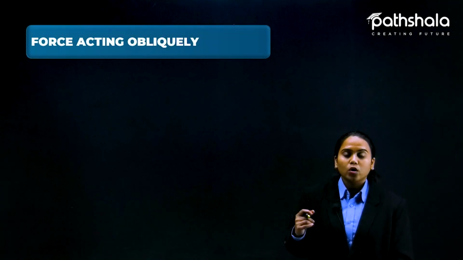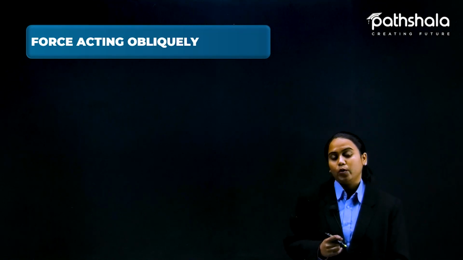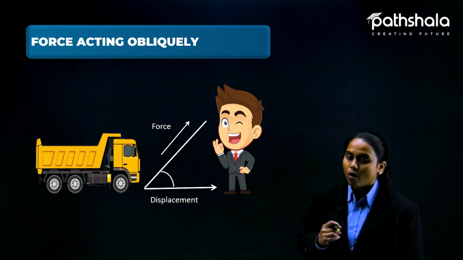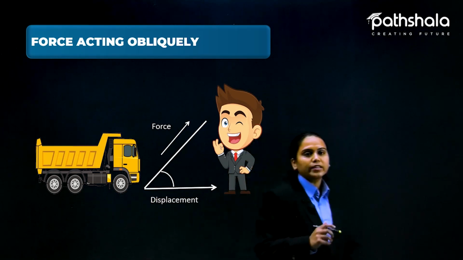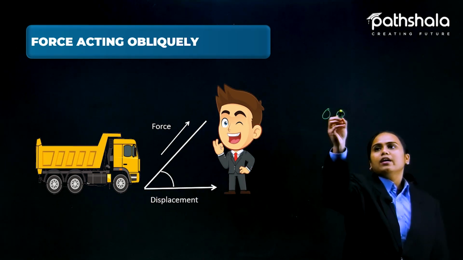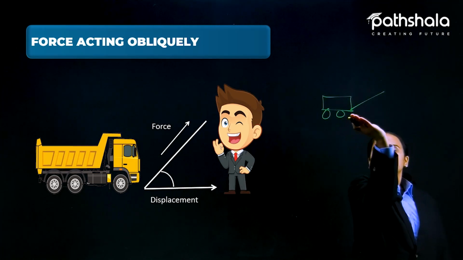But now what if the force acting on the body is oblique? What do you understand by oblique? Let's suppose this truck is a toy. This toy car is now lifted by a boy, and it has been lifted at some angle.